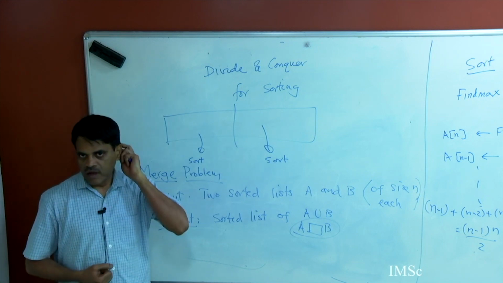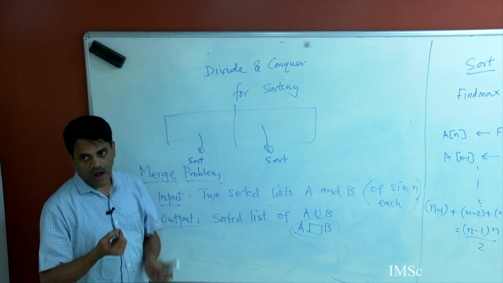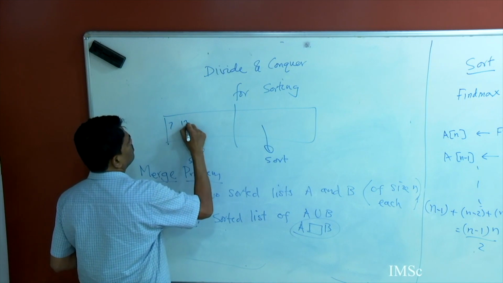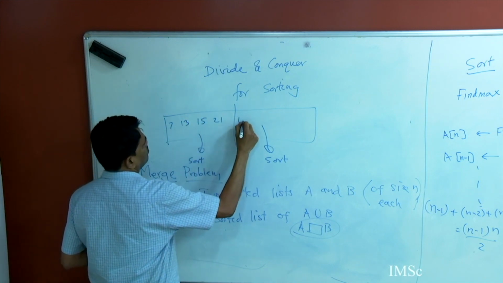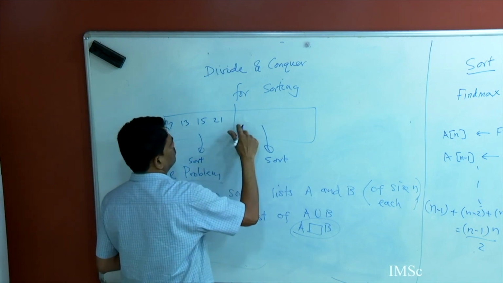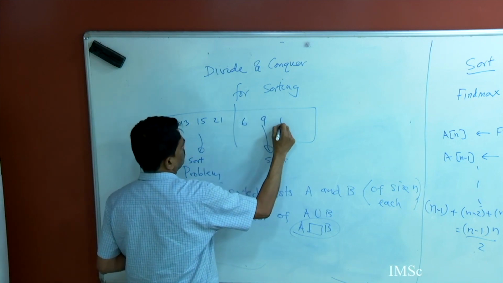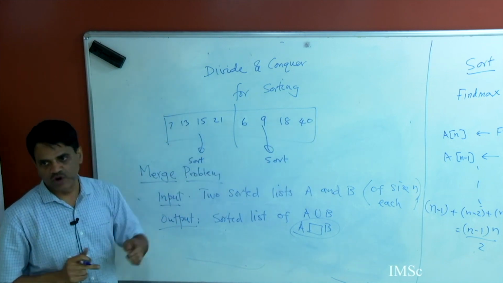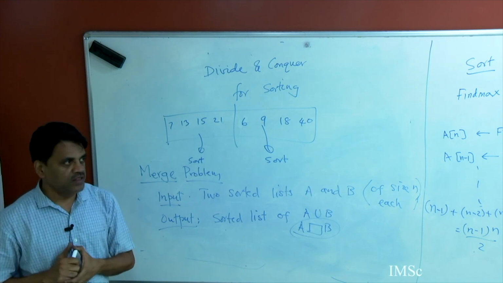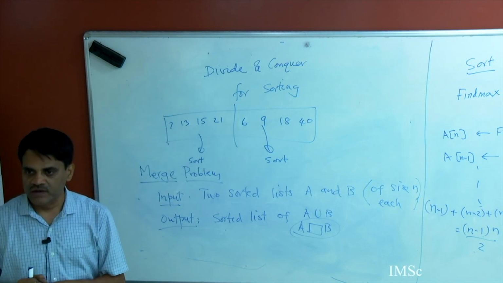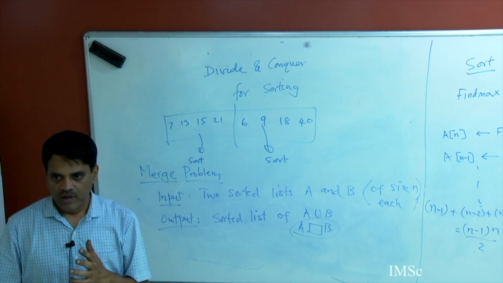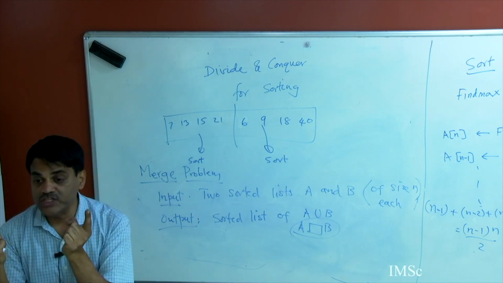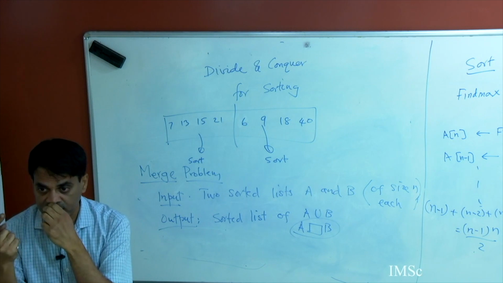So now, how do I find the maximum element or minimum element, let's say? Suppose I have these two lists, each one is individually sorted. Now, how do I find the minimum element in the overall list? Compare the two minimums, right? So now actually you can find the minimum in one comparison, right?